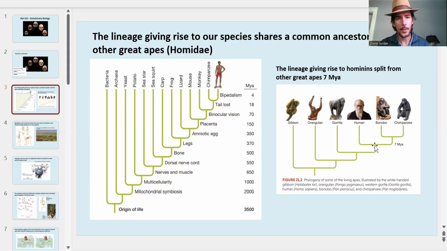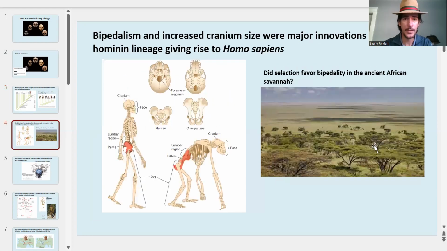Now, we talked about bipedalism as being an important trait that differentiates Homo sapiens from other great apes. And in fact, that certainly is an important trait that probably enabled humans to become a very, very successful lineage, or rather hominins, the lineage giving rise to humans. This is a trait that allowed them to be a very successful lineage. But there were other traits as well. And one of the traits that we think of as being particularly important, in addition to bipedalism, is the increased size of the cranium.